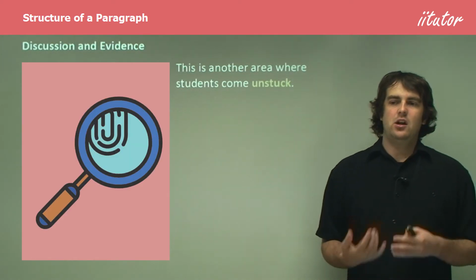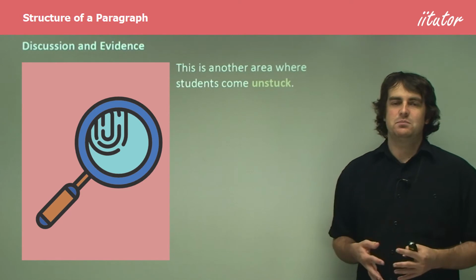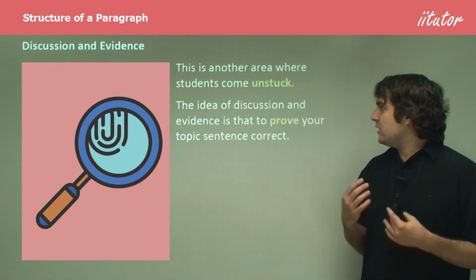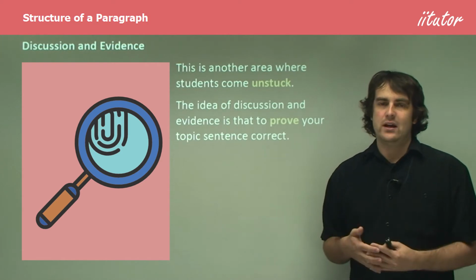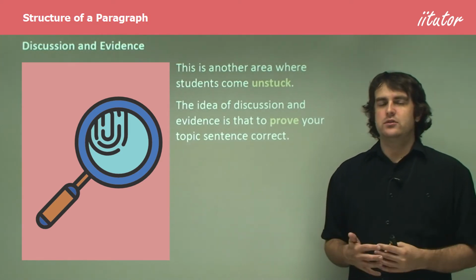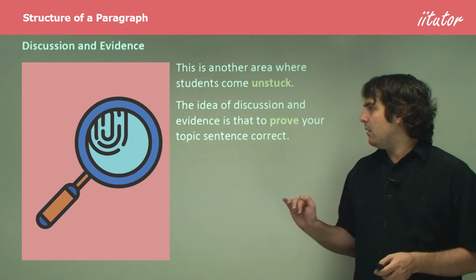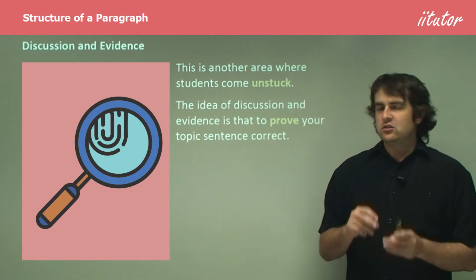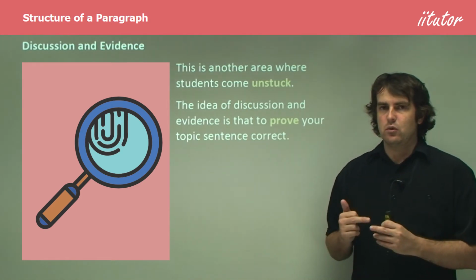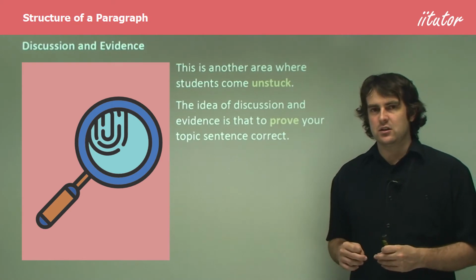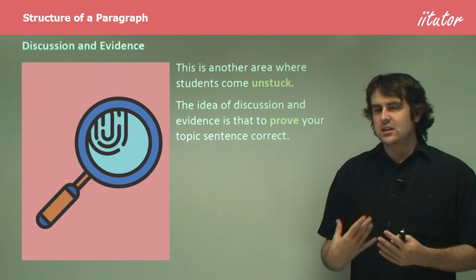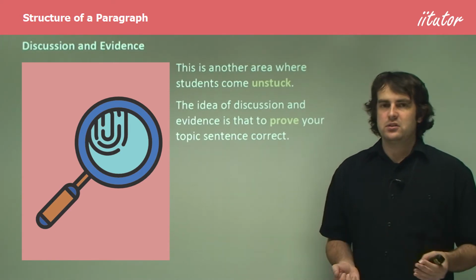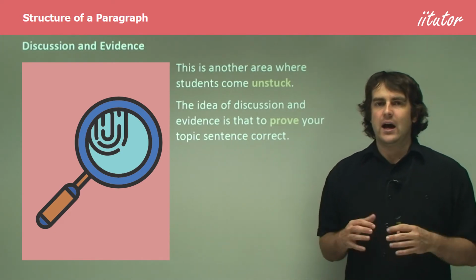Discussion and evidence. This is where a lot of people come unstuck, and this is the hardest bit. It's the really tricky part. The idea of your discussion and your evidence is to prove your topic sentence correct. Everything you're writing in your discussion and in your evidence is trying to back up your topic sentence. It's not your topic sentence introducing what your discussion and argument is going to be about. The reason for that is because you're sticking to a couple of key words. By doing so, you're going back and forth to the heart of the issue.